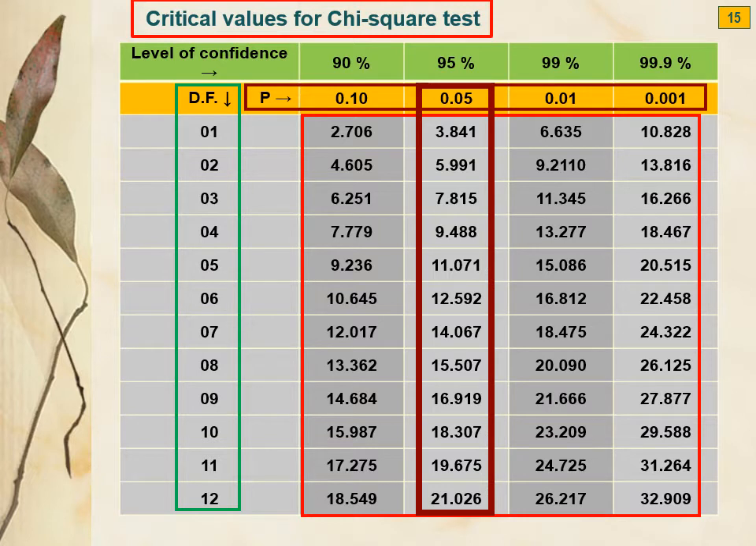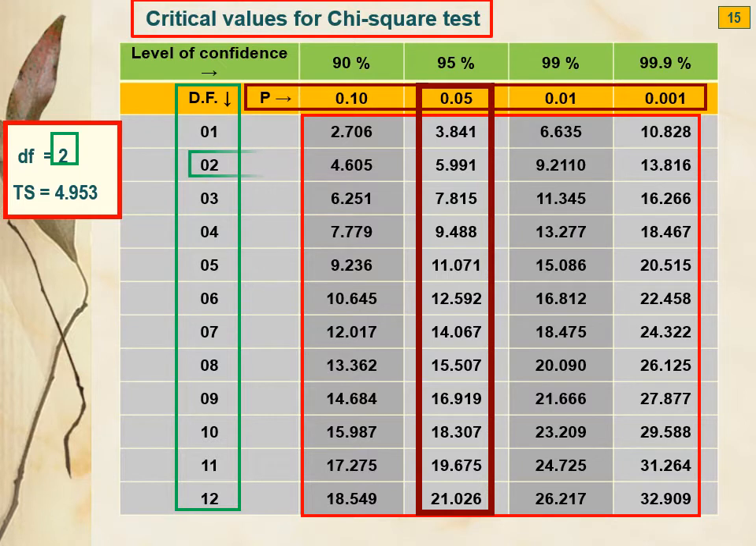If your calculated test statistic is to the left of this value, then you will accept H naught, and if your value is to the right of this value, you will reject H naught. In the last example, the test statistic was calculated as 4.953 and degrees of freedom as 2. If degrees of freedom is 2, it means you will be looking in the row which corresponds to 2 DF.